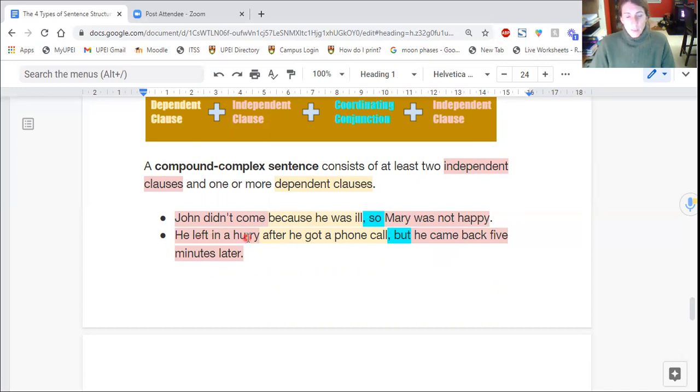He left in a hurry is an independent clause. After he got a phone call is a dependent clause. But is our coordinating conjunction. He came back 5 minutes later is another independent clause.